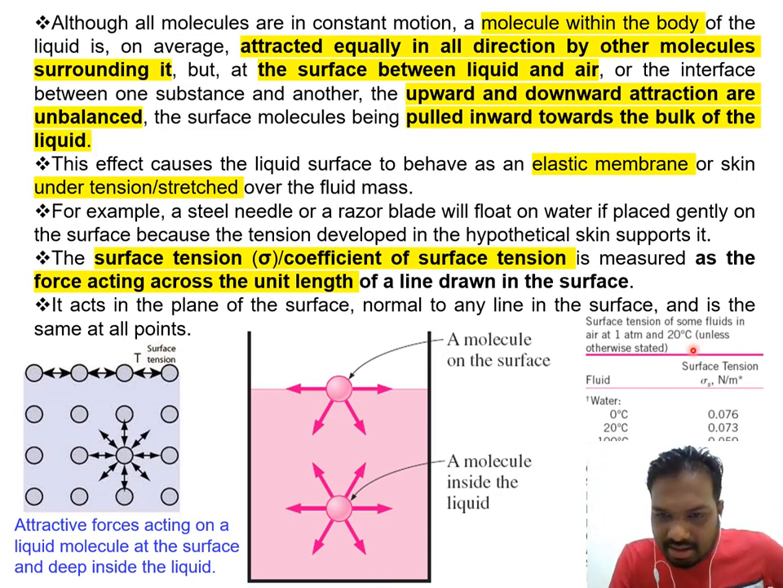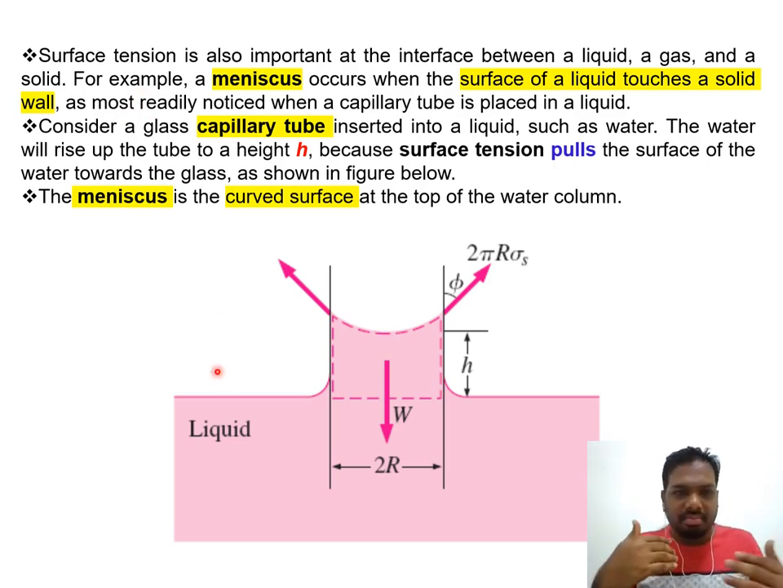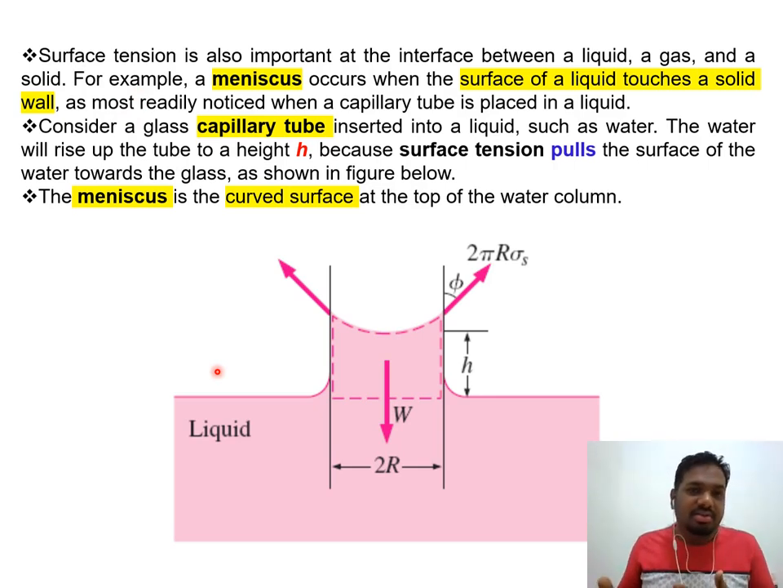You can see in the table at the side that different fluids have different surface tension, measured in Newton per meter. The surface tension is also important at the interface between a liquid, a gas, and a solid. So we can see here, in between different kinds of fluid, like liquid, gas, or even solid, we can have different kinds of surface tension. That's what we need to understand.